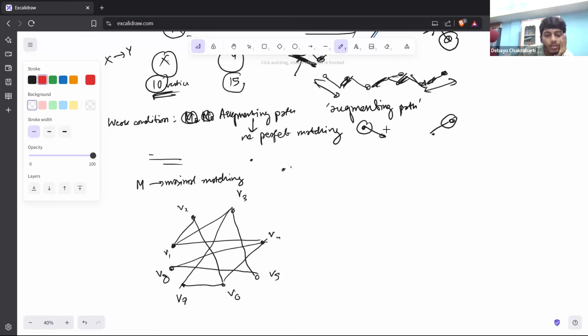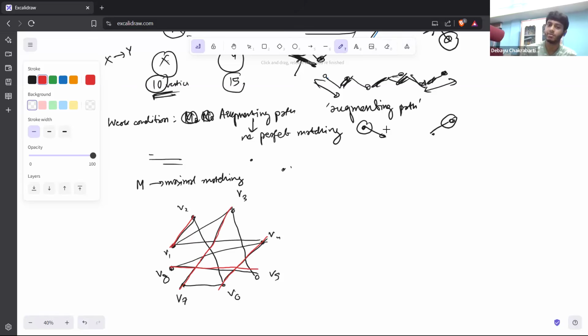Wait, yeah, it does. I think it has a perfect matching. I think I saw one. Find it. Okay, so V1, V2, V3, V7, V6, V4, and V8, V5. Exactly, that is the one I saw. Okay, so there's a perfect matching.